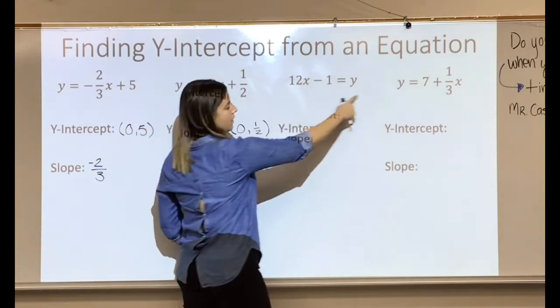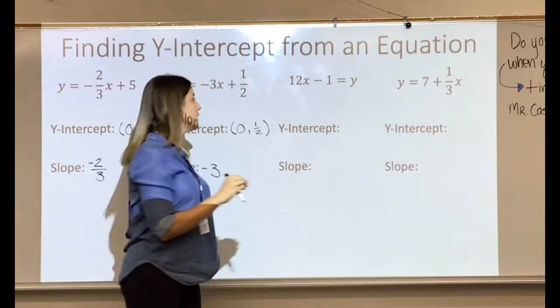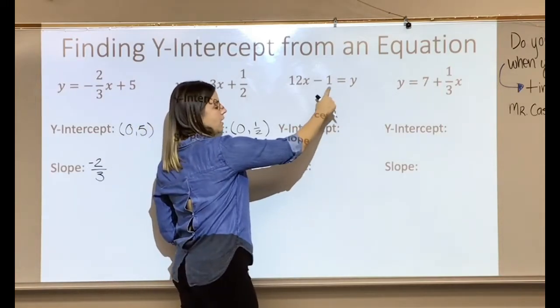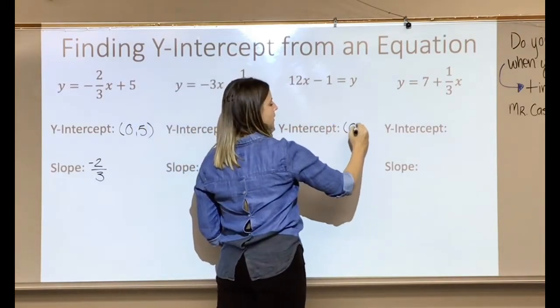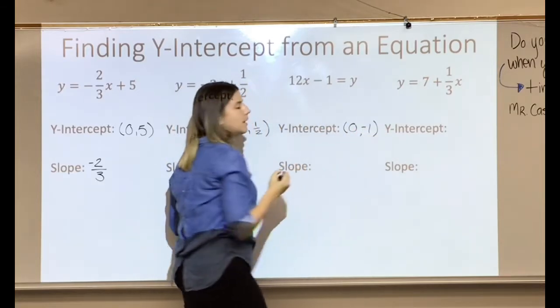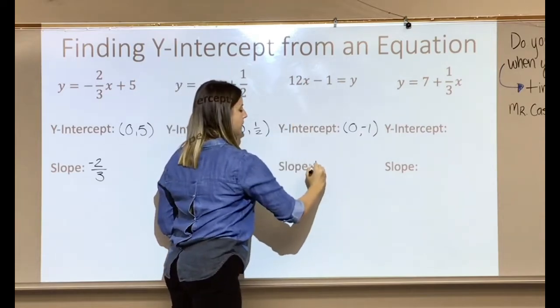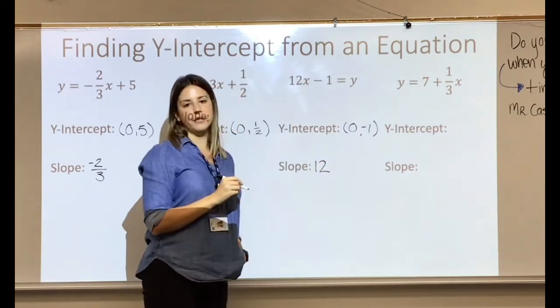This next one, my y-intercept is the number not connected to x. This one looks weird because y is on the right side, but I'm still looking for the number not connected to x. It's this guy right here. So my y-intercept is 0, -1. And then my slope is again connected to x, so it is 12.